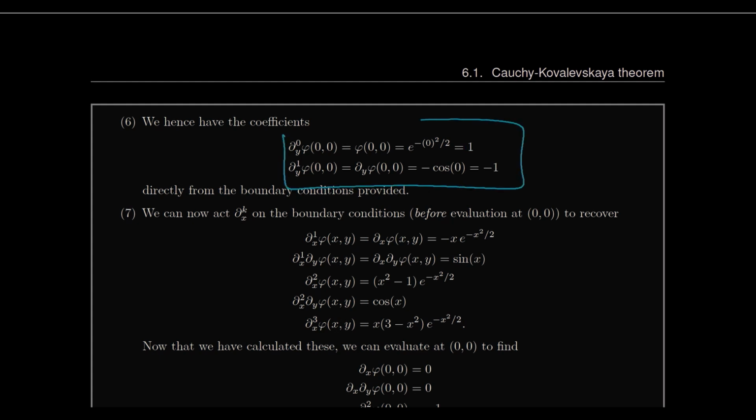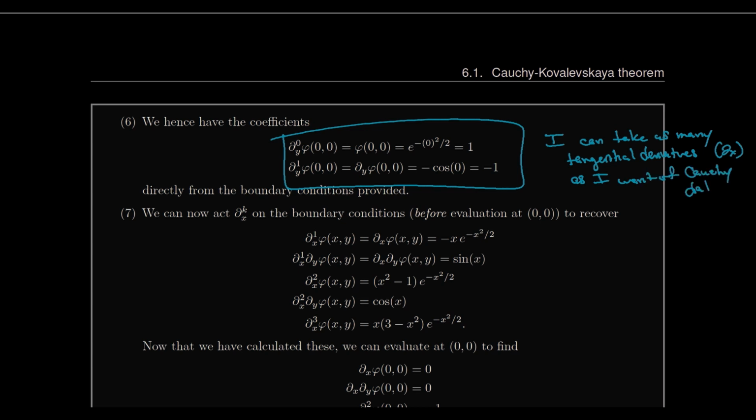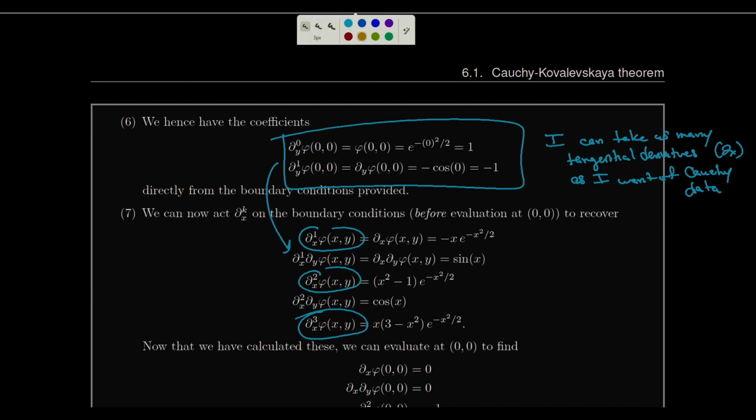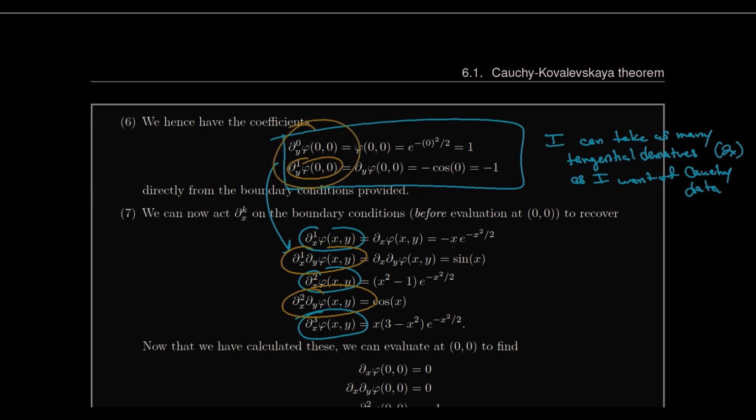And then let's recall, I can take as many tangential derivatives, here that's partial x, as I want of Cauchy data. So that's me coming down here and saying, let's take 1, let's take 2, let's take 3, and then let's also take 1 of the partial y term and 2 of the partial y term. So I get a total of 5 possible cases, because I can go up to 2 or 3 terms on either of those if I want to. So I can get 5 more terms of my coefficients out of just taking tangential derivatives of the Cauchy data.